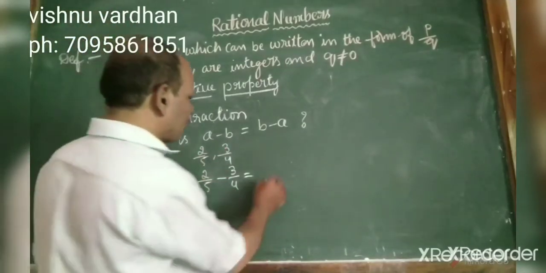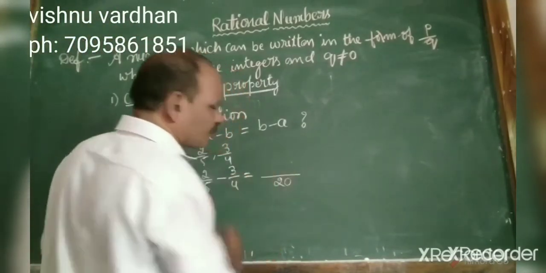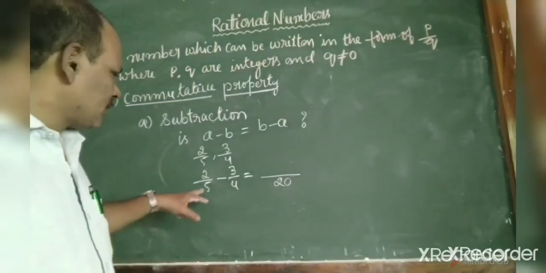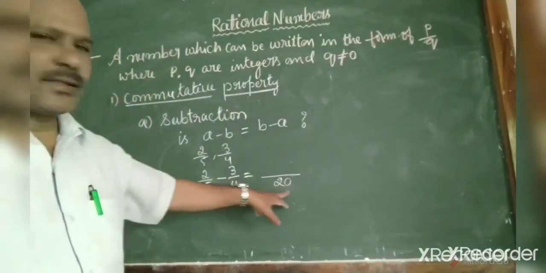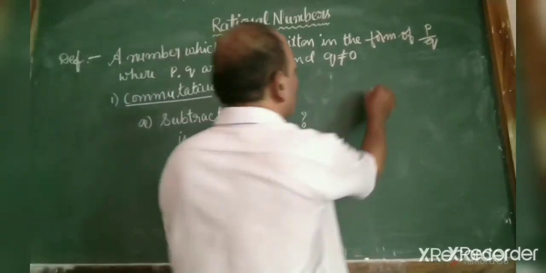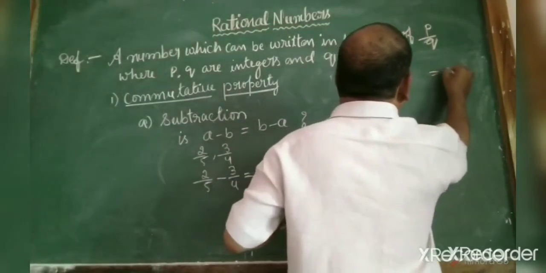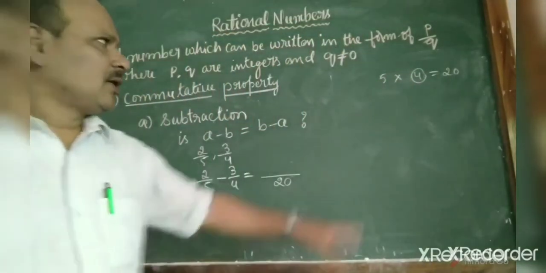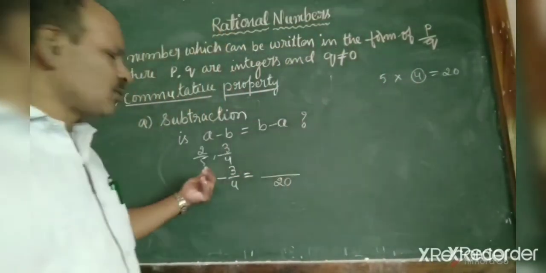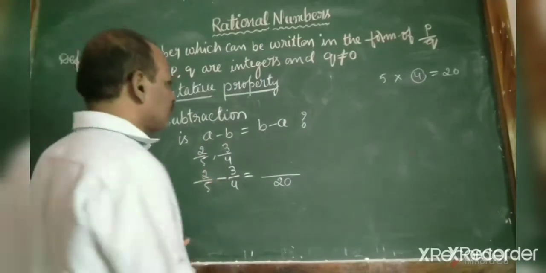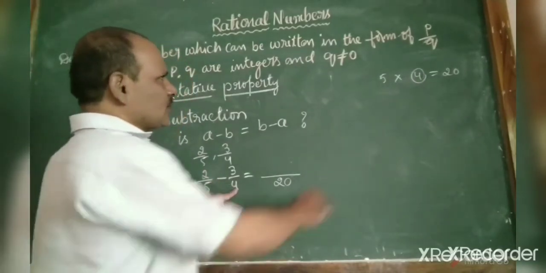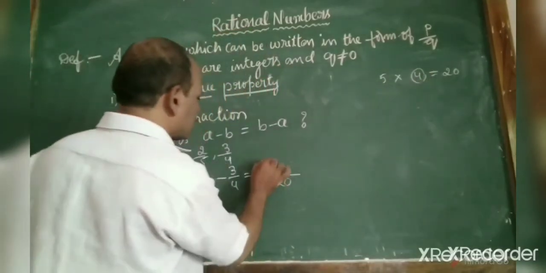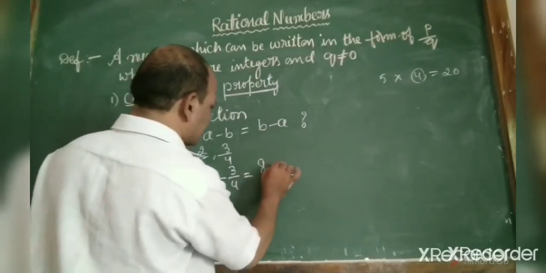LCM of 5 and 4 is 20. Now check 5. How many times in 20? 5 4s are 20. That 4 goes into the numerator. 5 2s are... 4 times, that 4 into 2. 4 2s are 8, minus.